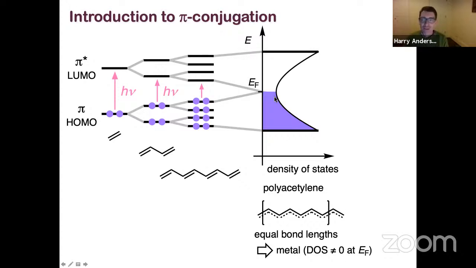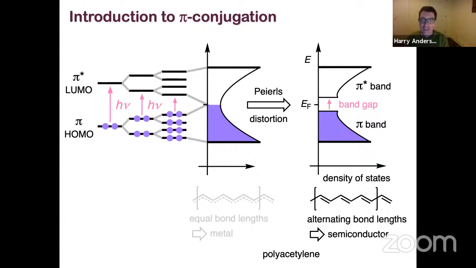But in fact, that's not a very good description for what happens. There's a distortion, a bit like a Jahn-Teller distortion, known as a Peierls distortion, that lowers the energy of the system by lowering its symmetry, so that you get shorter double bonds and longer single bonds along the backbone, and the band splits into a full pi band and an empty pi star band separated by a small band gap. And I just thought I'd show you some experimental data that illustrates how this happens.